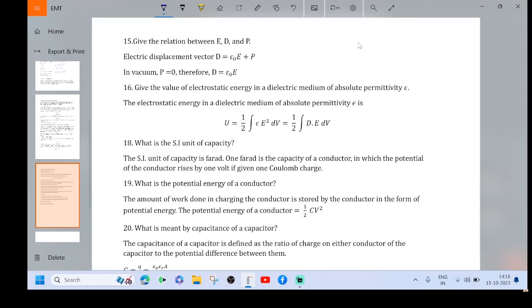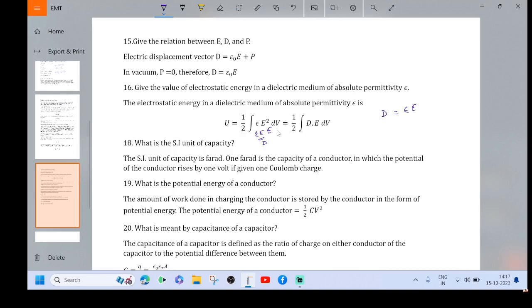Give the value of electrostatic energy in a dielectric medium of absolute permittivity epsilon. The electrostatic energy in a dielectric medium of absolute permittivity epsilon is U equals 1 by 2 integral of epsilon E squared dV. You know that D equals epsilon times E. Therefore, this is modified as epsilon E times E. Epsilon times E is our D. This is equal to 1 by 2 integral of D dot E dV.